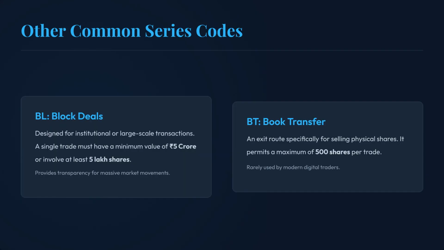Other common series codes include BL for block deals, designed for large institutional transactions with high minimum value requirements. BT, or book transfer, is a rare exit route for selling physical shares, limited to 500 shares per trade.